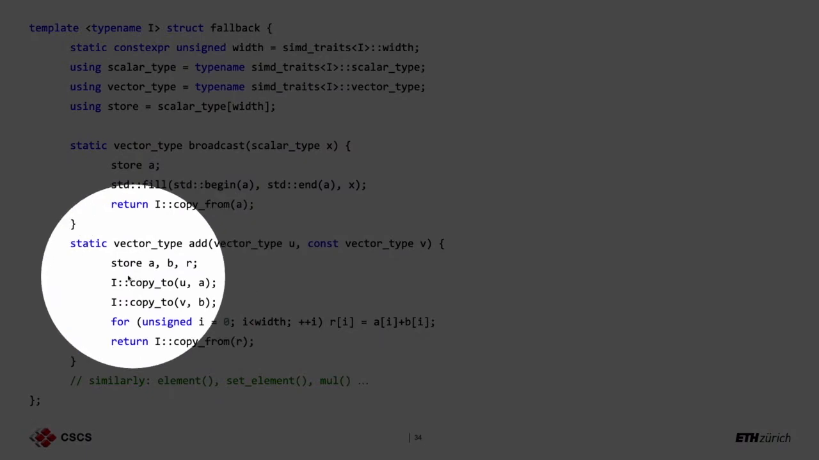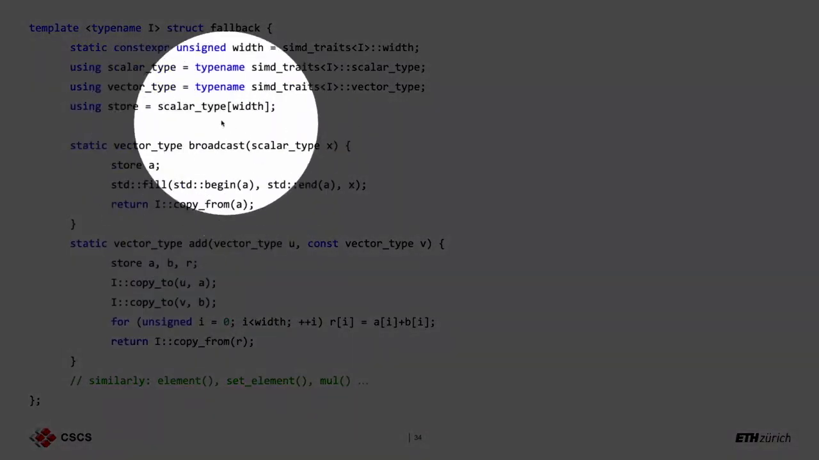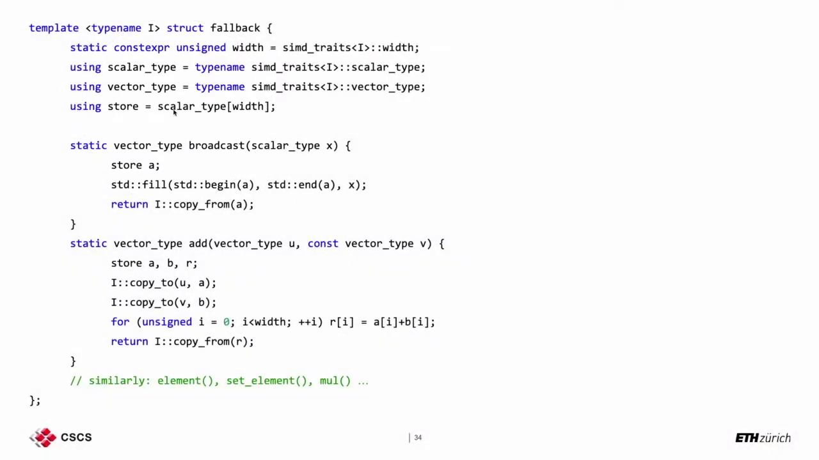Similarly, add, we make a couple of vectors. I should point out store is just an array, whatever that might be. I'm going to read in the values into my arrays. I'm going to do the addition by hand, and then I'll ask the vector implementation to store that back in whatever vector type it has.